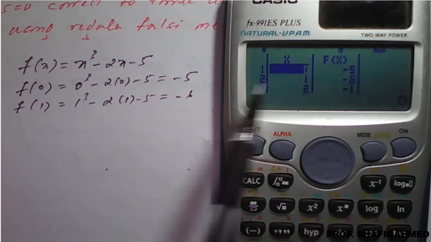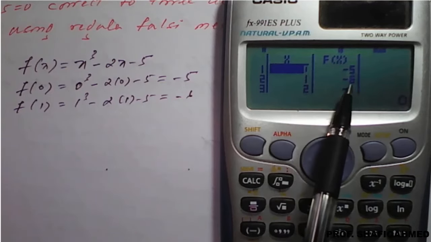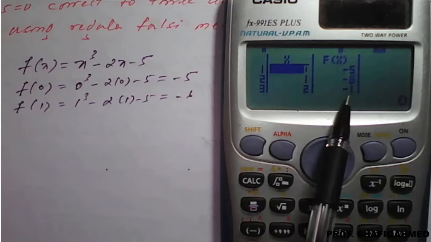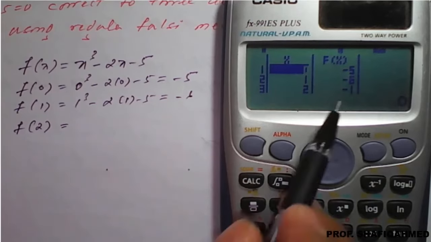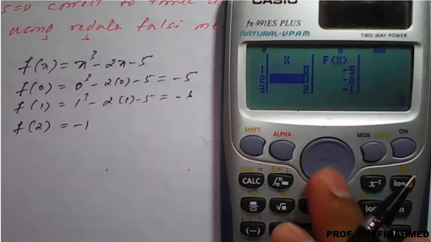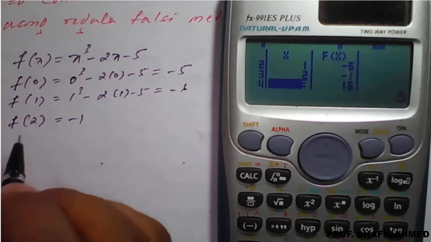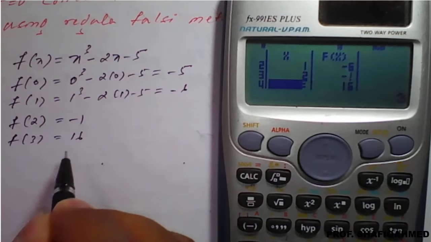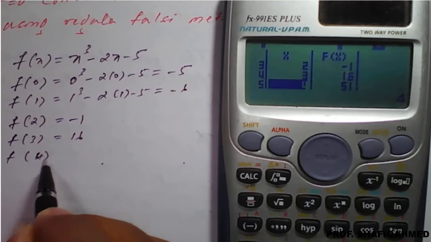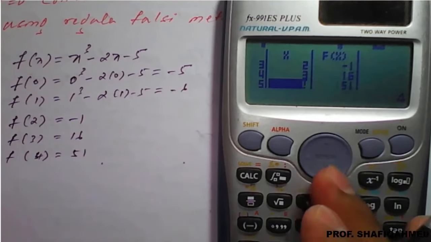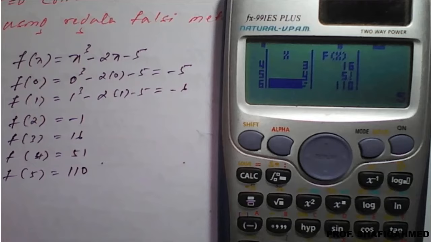When x is equal to 0, the answer is minus 5. We already got that. When x is equal to 1, the answer is minus 6, which we also already got. When x is equal to 2, what is the answer here, minus 1. So I will write here, when x is equal to 2, the answer is minus 1. Next you take the cursor down. When x is equal to 3, the answer is coming 16. Then next, when x is equal to 4, the answer is coming 51. Next, when x is equal to 5, the answer is coming 110. So you can see here.